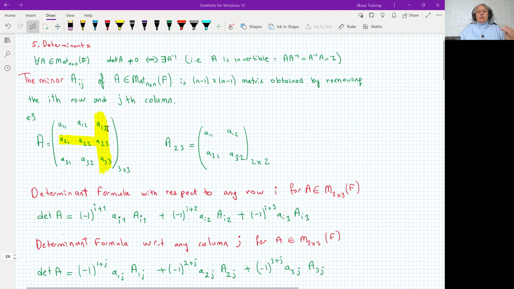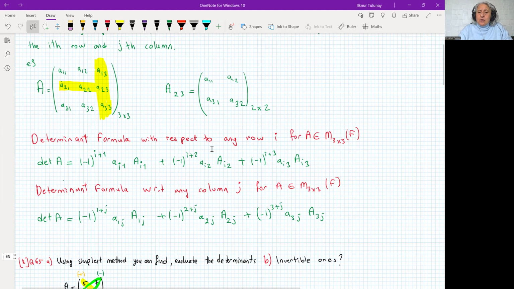For example, if you have a 3 by 3 matrix A, which is this matrix, and you would like to find the minor 2, 3, remove the second row. This is the row index, which is 2, and this is the column index, which is 3. So we remove row 2 and column 3. What we have is A11, A12, A31, A32, which is this matrix. This is the definition of a minor. We are going to use this definition in the formula of the determinant.